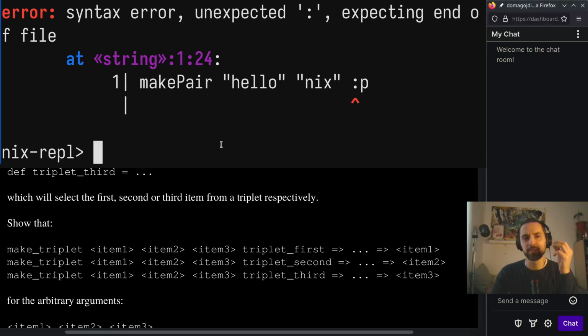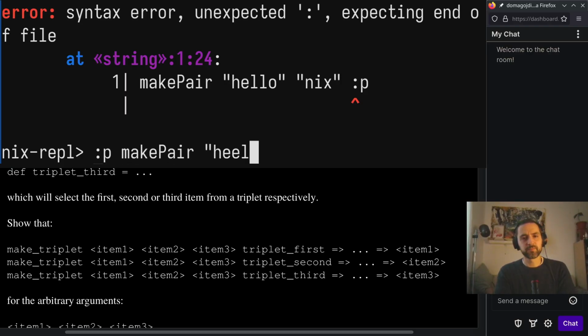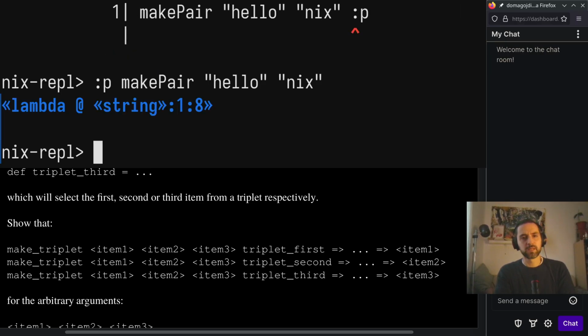So the make pair. Wait a second, let's do colon P make pair. Let's try hello. No, it won't actually. You see, it just says there is a lambda. At first I was like, wait a second, but where is this pair? It doesn't exist. So you have to apply it, because it's a function. You have to apply some function that will do something with the pair.